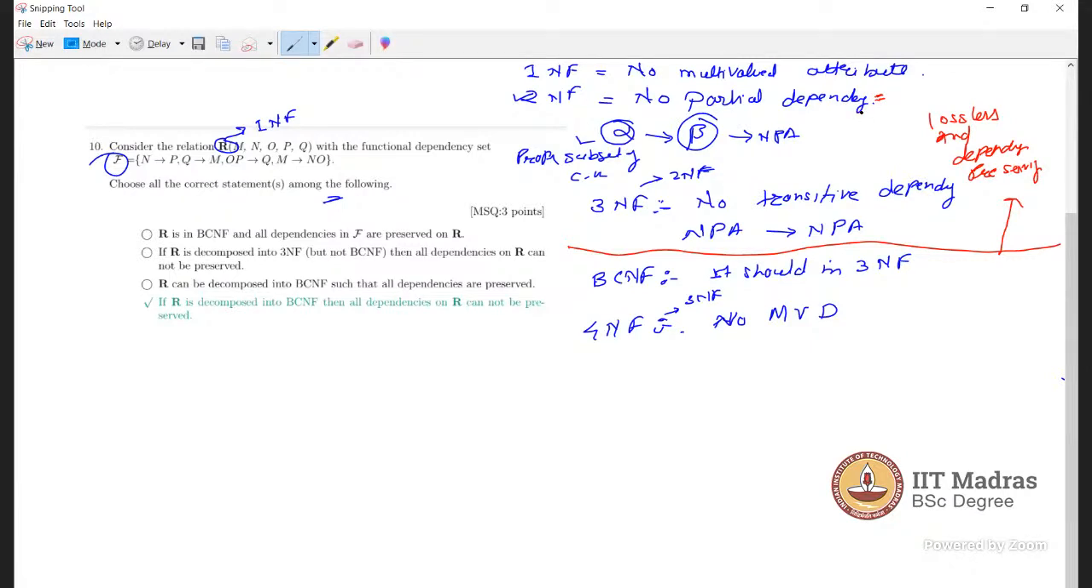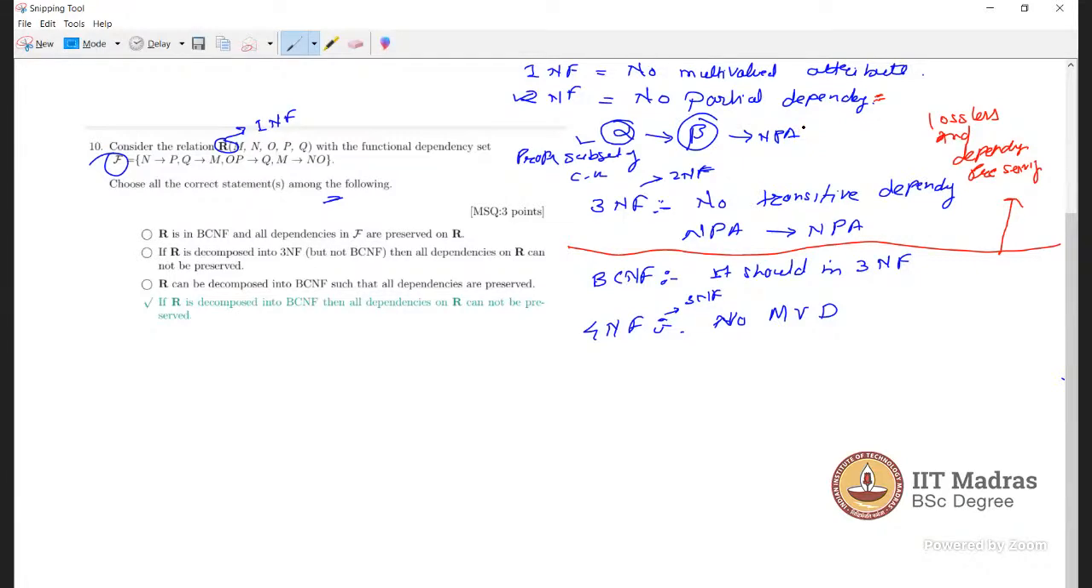No, 2NF is also dependency preserving. Always, yeah, up to 3NF: 1NF, 2NF, and 3NF are lossless and dependency preserving. Okay, sir. Got it. And BCNF is lossless, but may or may not be dependency preserving. So suppose in 2NF there is no partial dependency, means it is in 2NF, and it is not dependency preserving, means there must be a transitive dependency there, right?